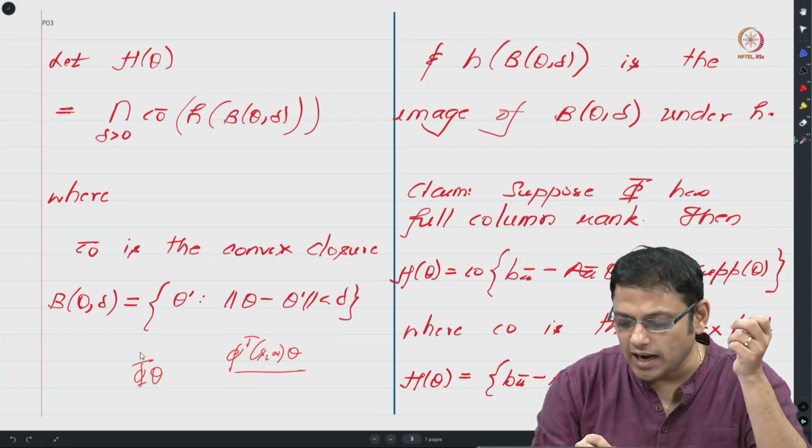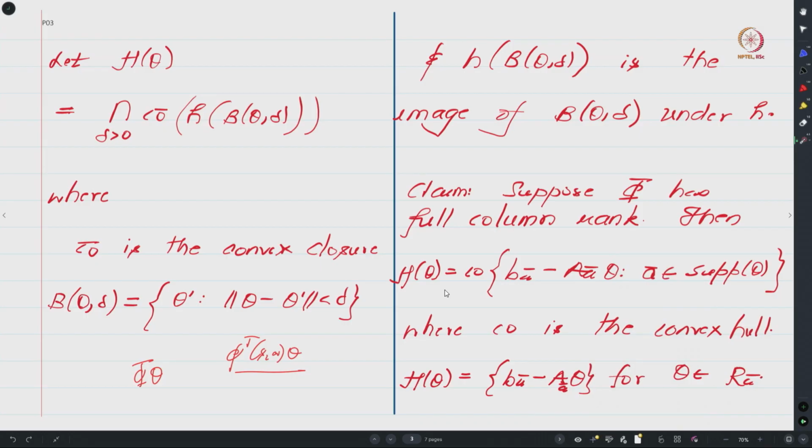And one can show that this capital H of theta is the convex hull, not convex closure, it is the convex hull of this B A bar minus A A bar theta for all A bar in support of theta.